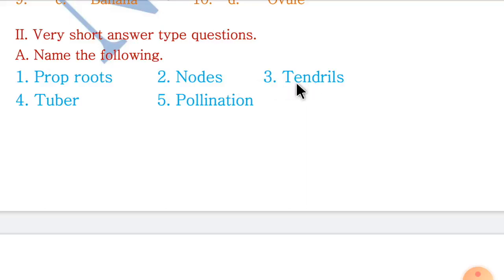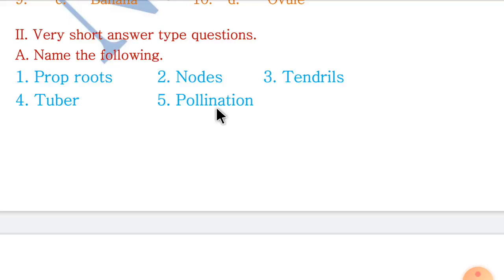Next is the third one, structures that grow from the stem of climber plants to support them. It is called tendrils. Fourth one, underground stem of potato. It is called tuber. You have learned that in tuber. Transfer of pollen grains from an anther to a stigma. It is called pollination.